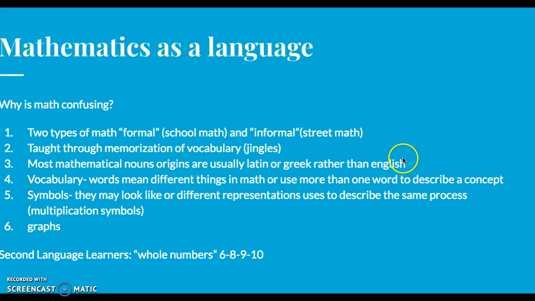And most mathematical nouns or origins are usually Latin or Greek rather than English. So vocabulary words mean different things in math, or there is more than one word to describe a concept. And then the symbols in math are very difficult to understand and can mean different representations. And then the graphs are just difficult in general.